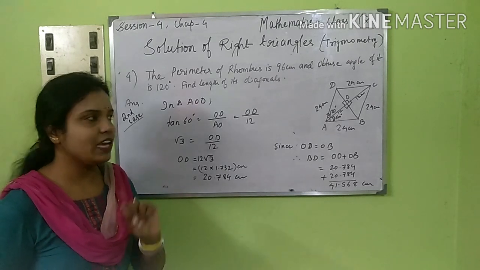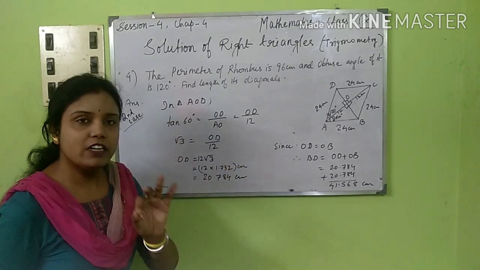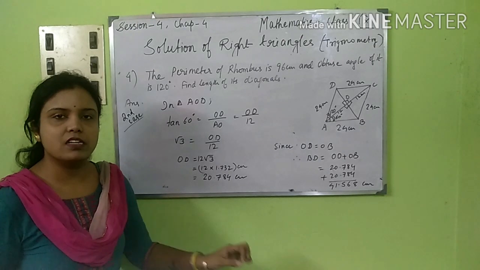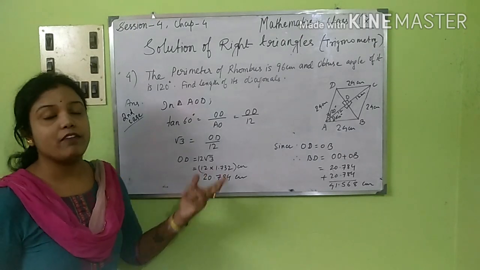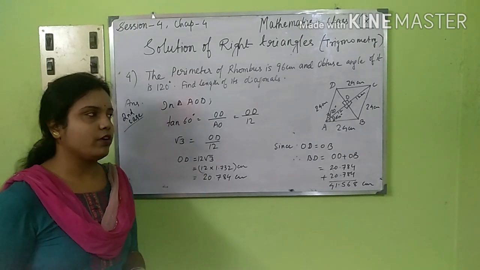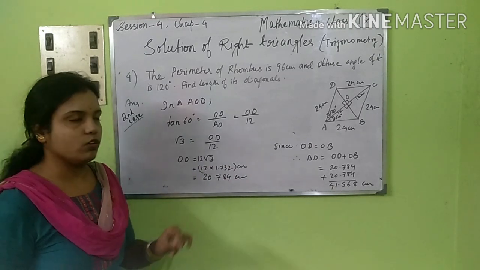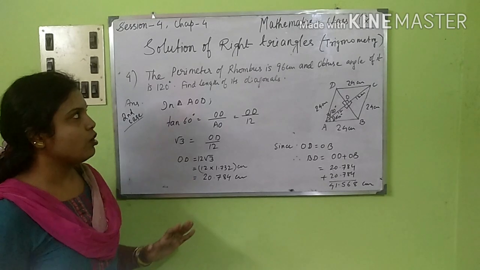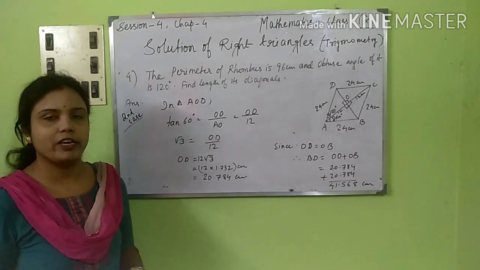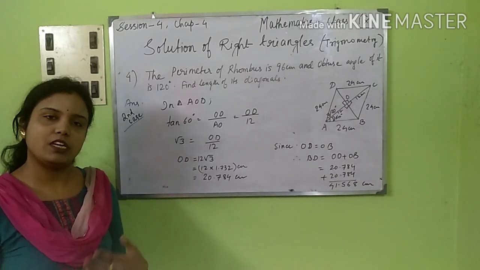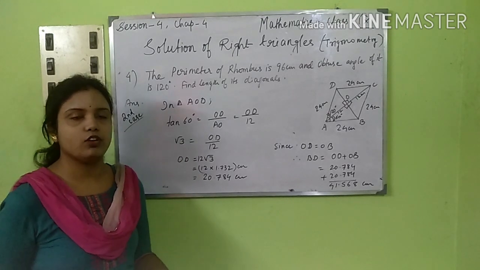And the best thing in these type of sums is, first draw the diagram to make it clear. And obviously you have to know the properties of this particular quadrilateral also, that is the rhombus. That is also important. So this was all about this particular chapter, solution of right triangles. Next we'll be coming up with another chapter of trigonometry of class 9.